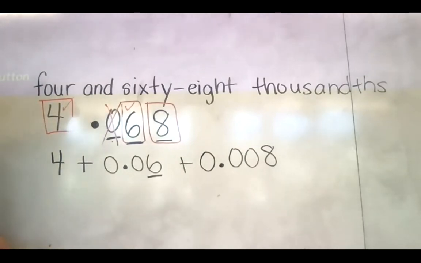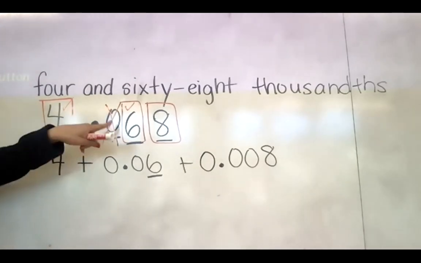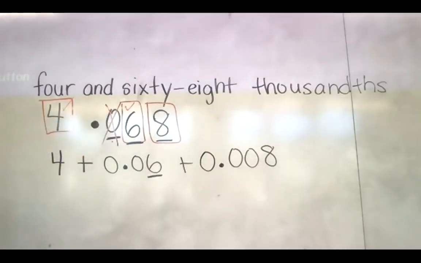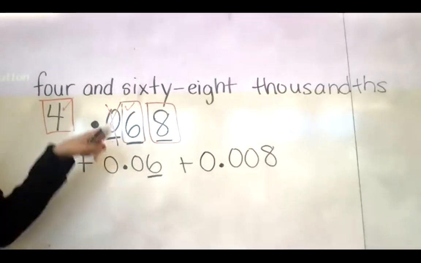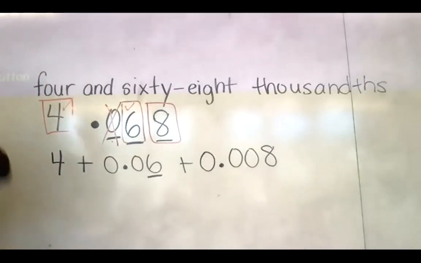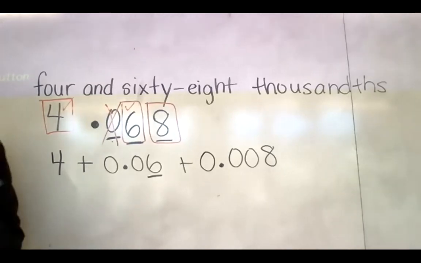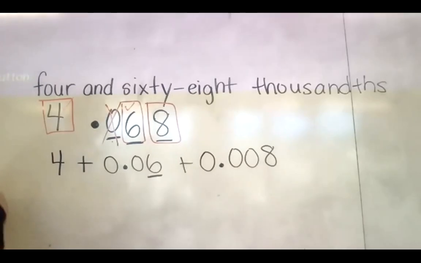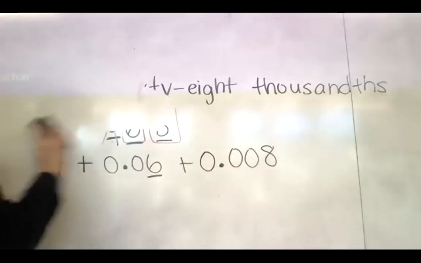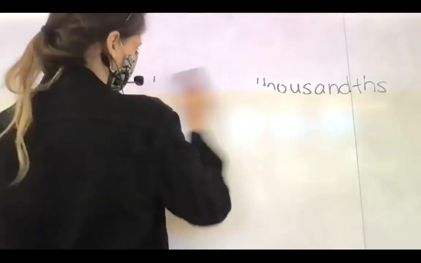Okay? Because it has no value. When you write expanded form, you are writing the value of each digit. If a number has no value, there's no need to write it. I'm not going to write 4 plus 0 plus 6 hundredths plus 8 thousandths because why even write that if it's 0, right? So we only write by value. Does everybody at home get that?